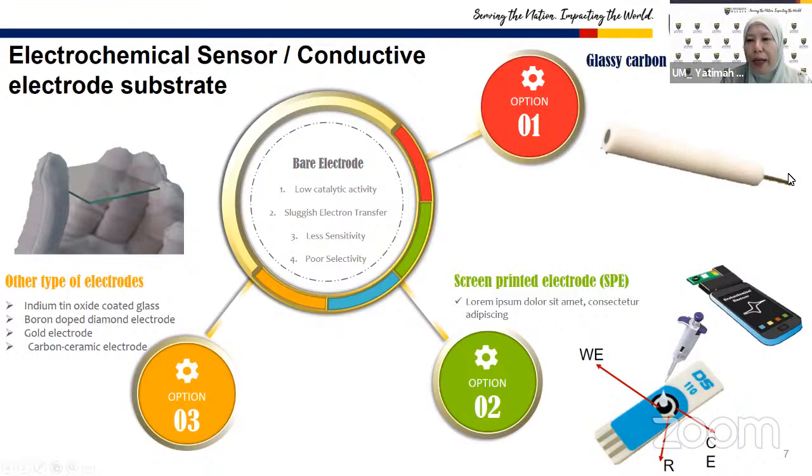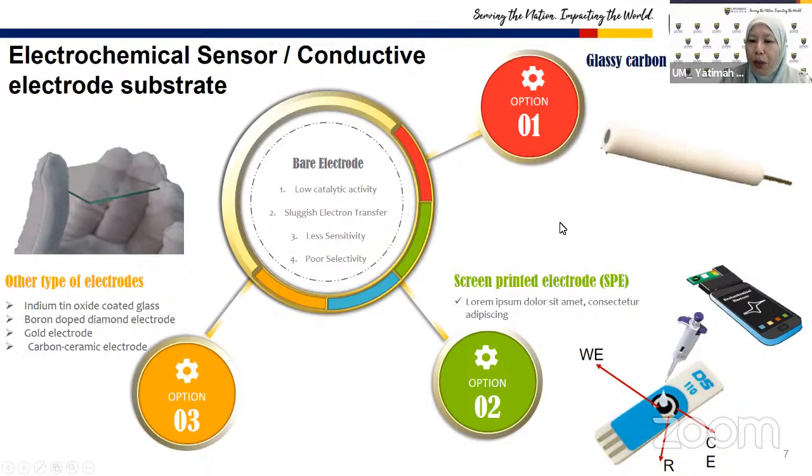The common one is option one. Option one is what we can have in the lab, for students to use, just a simple one. It's a rod type, but you can see the surface area of it. You can actually measure it, because surface area is important when you study the amount of the reactant that can be oxidized or reduced. So option one is common.